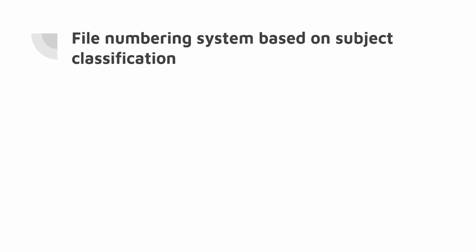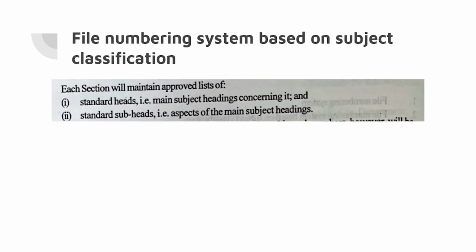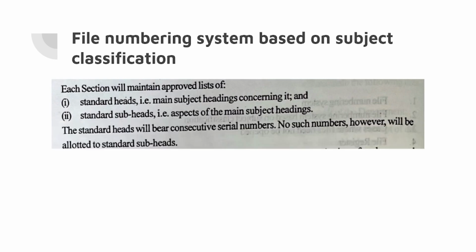Let's now look at the file numbering system based on subject classification. Each section will maintain approved lists of standard heads, that is, main subject headings concerning it, and standard subheads, that is, aspects of the main subject headings. The standard heads will bear consecutive serial numbers. No such numbers, however, will be allotted to standard subheads.